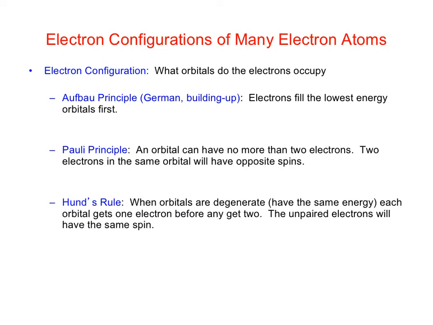When orbitals are degenerate, that just means that they have the same energy. Each orbital gets 1 electron before any gets 2. And when we put the electrons in, the unpaired electrons will have the same spin. And we'll definitely look at some examples of these electron configurations.